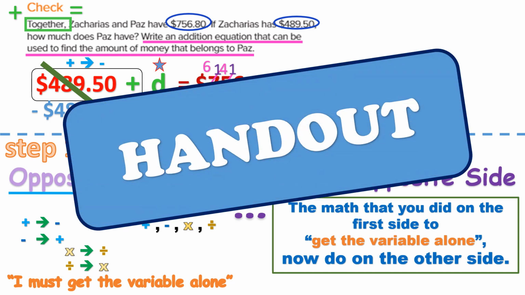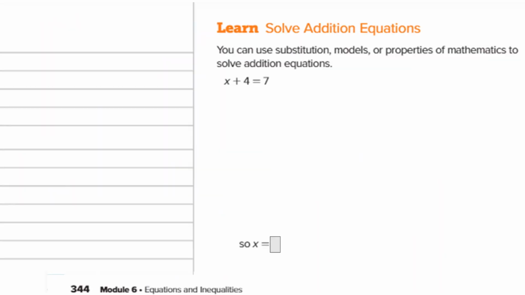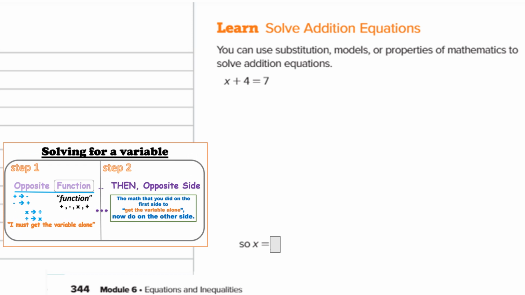Now, I'm giving you a copy as a handout of these steps so you can look at it as many times as you need to. So add these to your folders so you have them and you can look at them multiple times. All right, so we're going to follow those steps over and over again. We're going to do the opposite function, then we're going to do it on the opposite side.